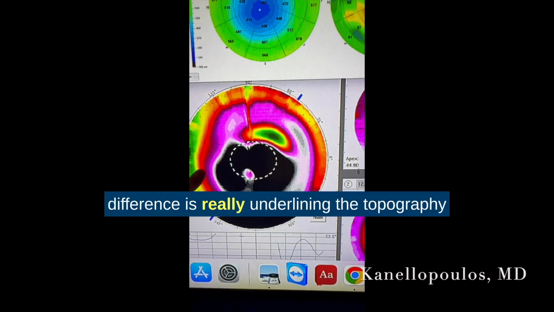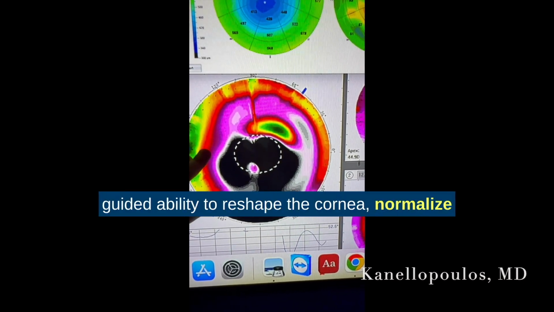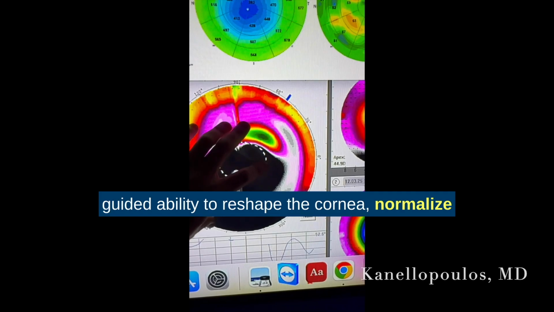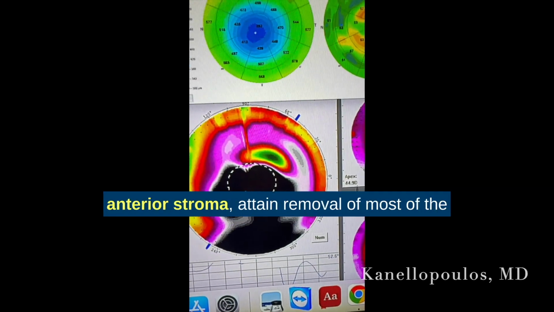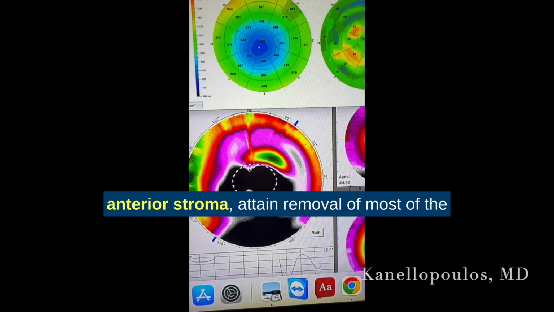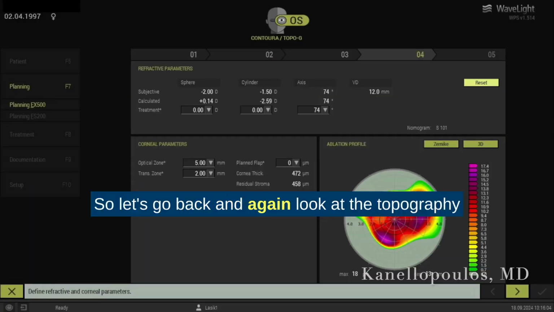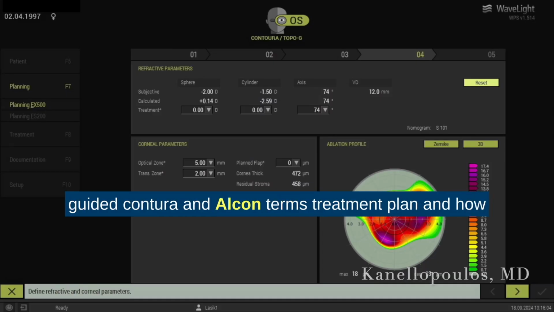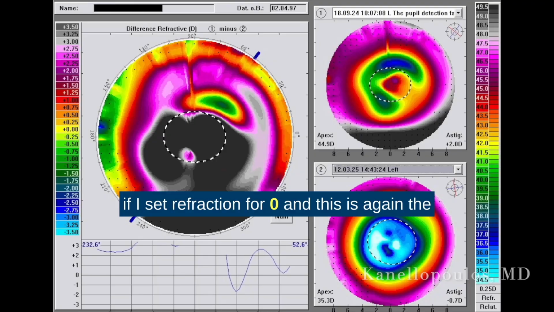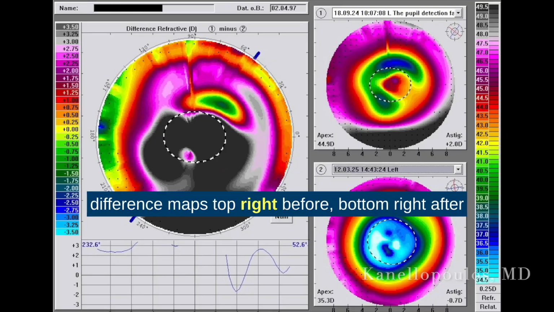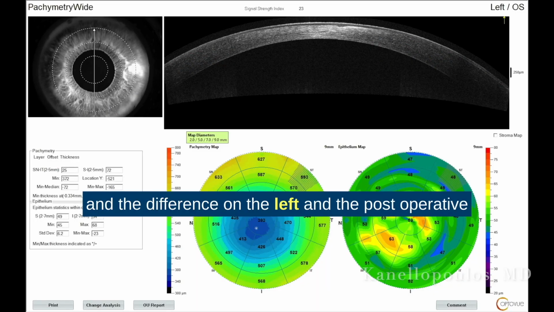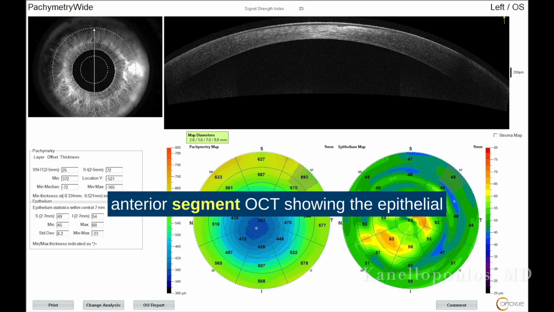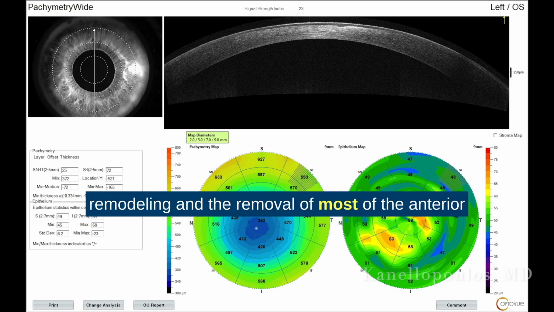And the difference is really underlining the topography-guided ability to reshape the cornea, normalize the cornea, and at the same time, by removing anterior stroma, attain removal of most of the corneal scar. So let's go back and again look at the topography-guided Contoura and outcome treatment plan, and how if I set the refraction to 0, this is again the difference maps: top right before, bottom right after, and the difference on the left, and the postoperative anterior segment CT showing the epithelial remodeling and the removal of most of the anterior stromal scar.